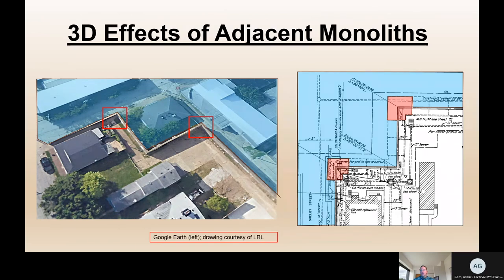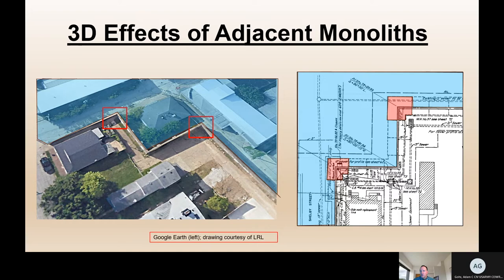So here are some 3D effects for adjacent monoliths. This is an urban levee system with three right angles in a short stretch. And so the flood wall monoliths are in the highlighted areas. They're constrained from moving towards the land side by the adjacent T-walls.